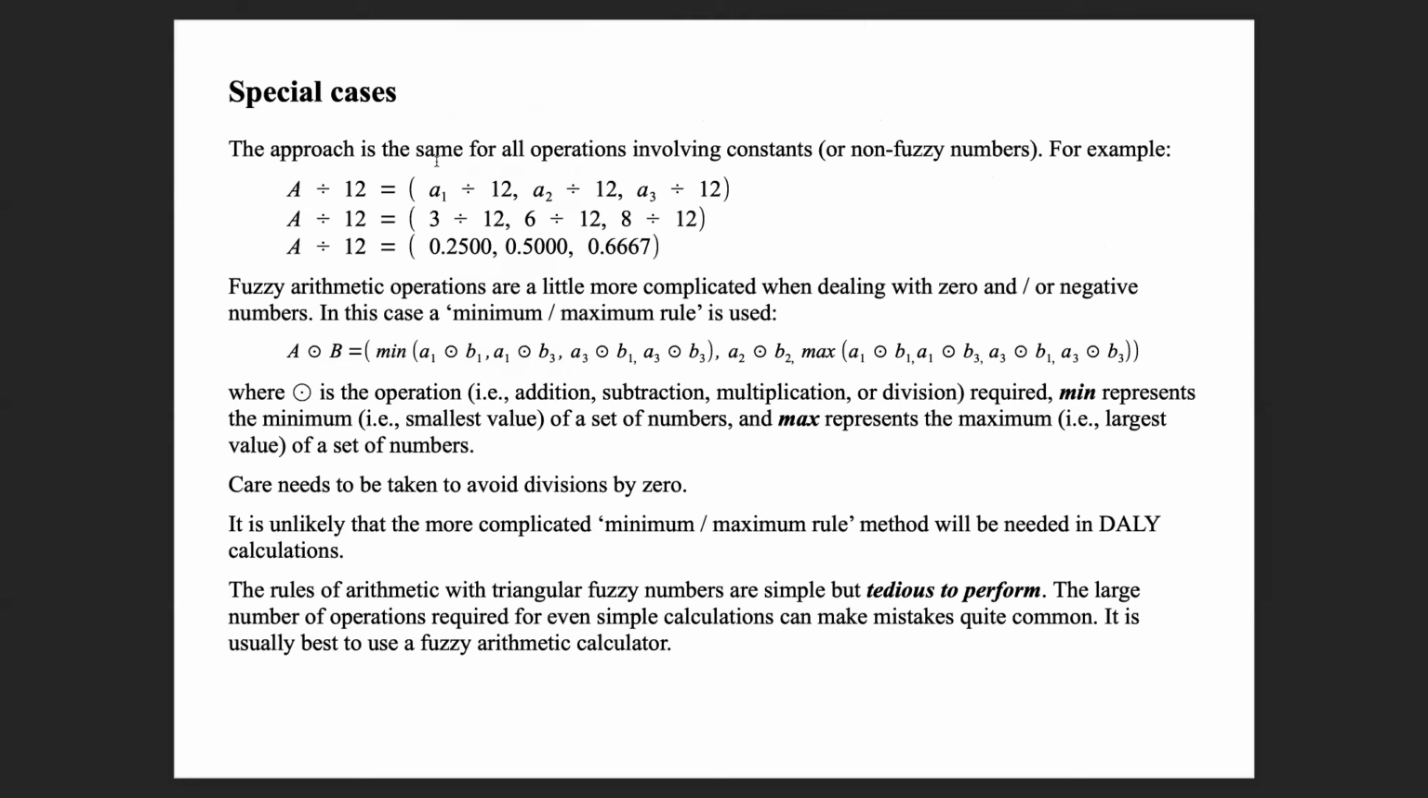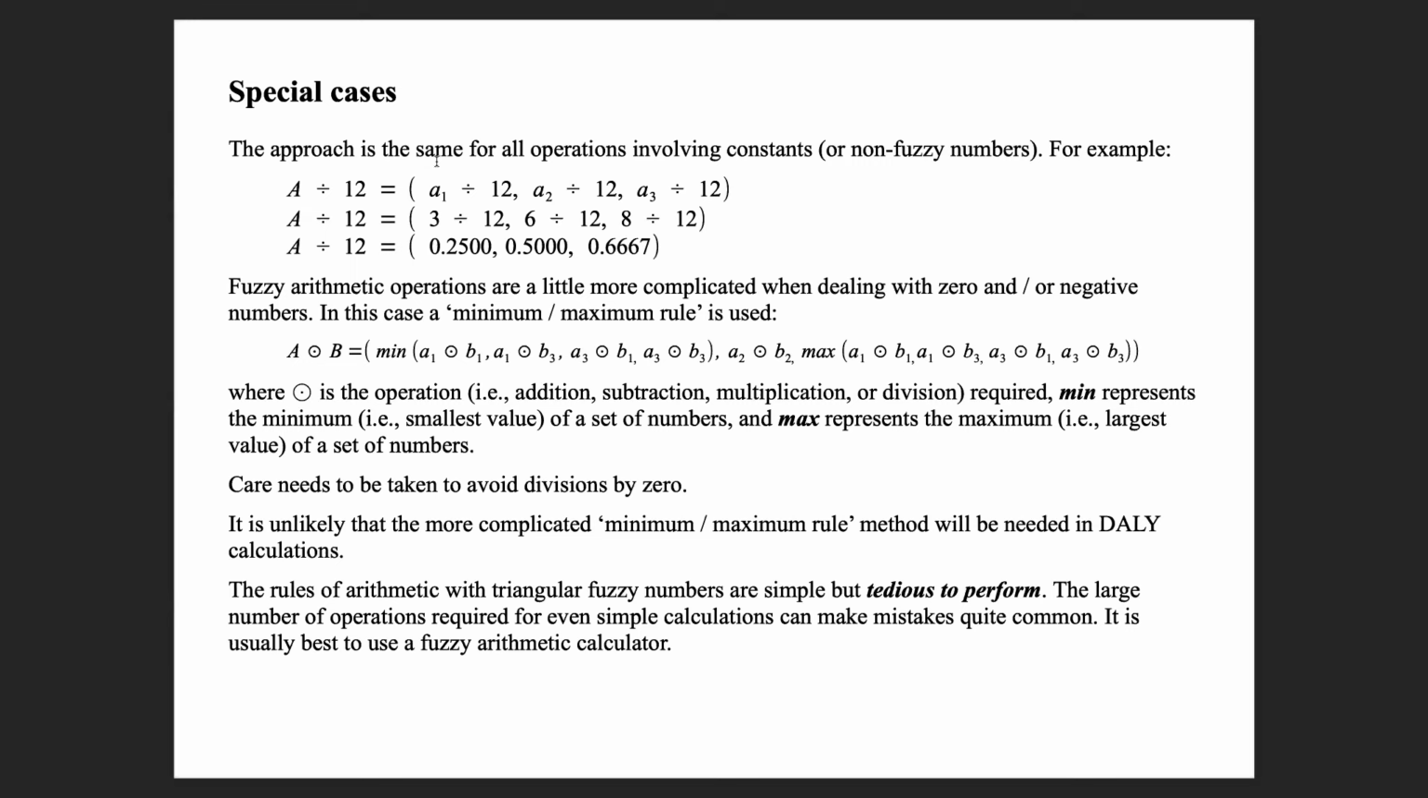So here, we're using constants. Divide A by 12. Well, that's A1 upon 12, A2 upon 12, A3 upon 12. That's quite a simple thing to do. The fuzzy operations can be more complicated when we're dealing with zeros and negative numbers.